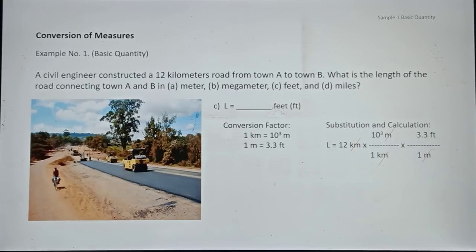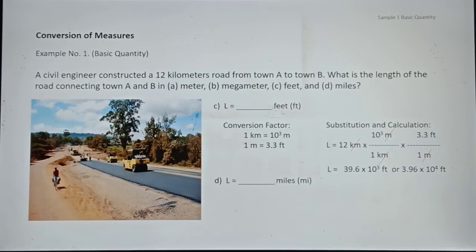The length equals 12 kilometers, the given, times the ratio of 10 to the third power meters and 1 kilometer, times the ratio of 3.3 feet and 1 meter. These ratios are both equal to 1, thus the value remains the same. The unit kilometer cancels kilometer when they are divided, and meter divided by meter cancels each other. So when the calculation is done, the result is 39.6 times 10 raised to the third power feet, or 3.96 times 10 to the fourth power feet.